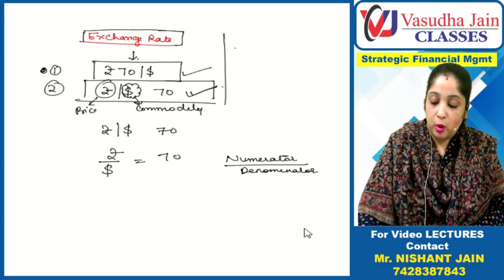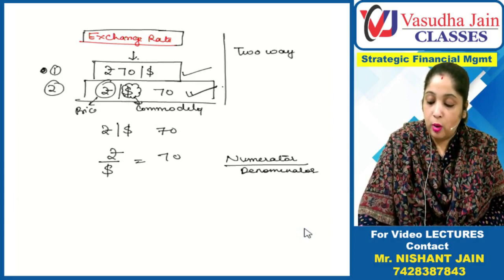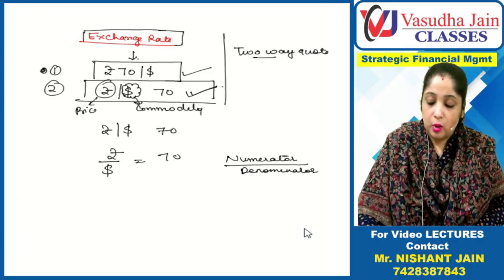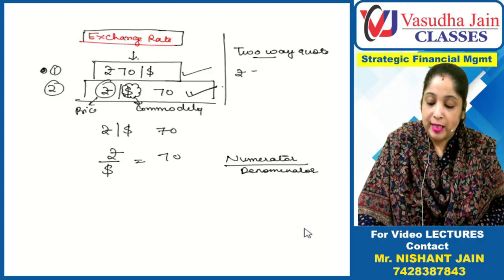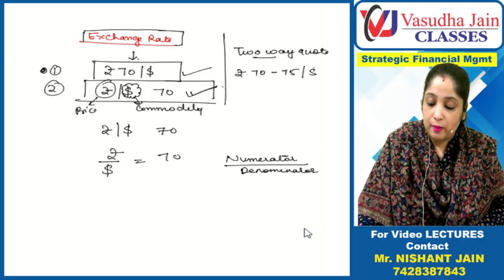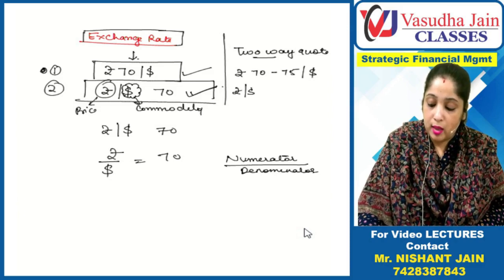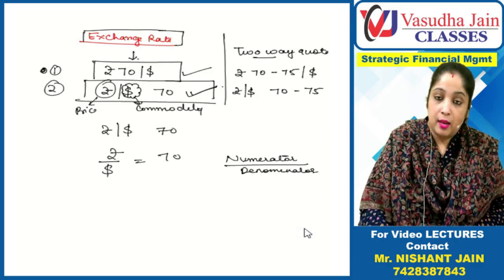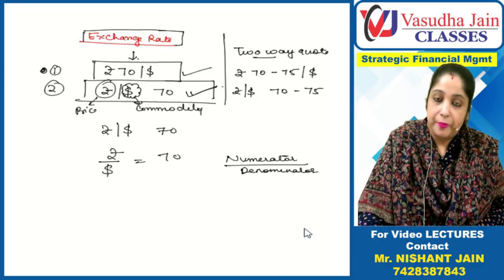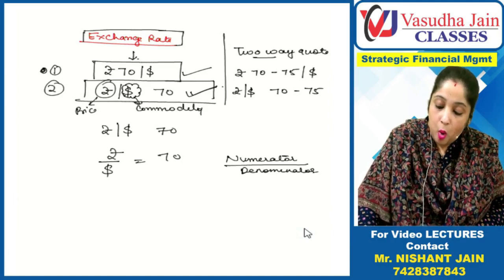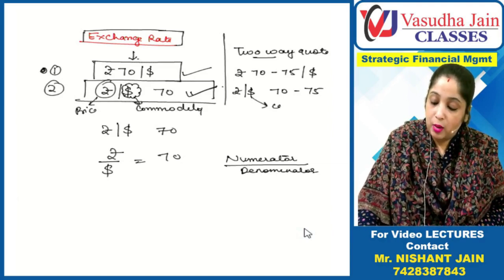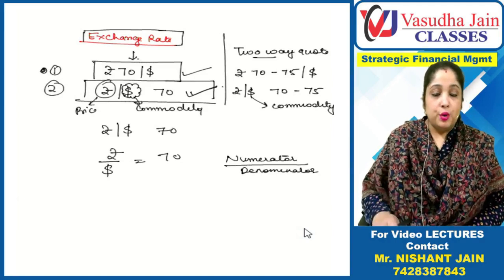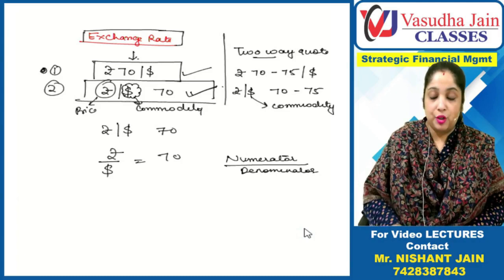There can be a two-way quote also. In a two-way quote there is a buying rate and there is a selling rate. There are two different rates. Not a problem. You can write like this also, rupees 70, 75 per dollar, or rupees per dollar and then you write the prices. This implies the same thing, that is rupees 70, 75 per dollar. This is the buying rate, selling rate of dollar. Dollar again plays the role of commodity. So I hope this is clear in your mind. Clear? So this is the way of expressing the exchange rate.